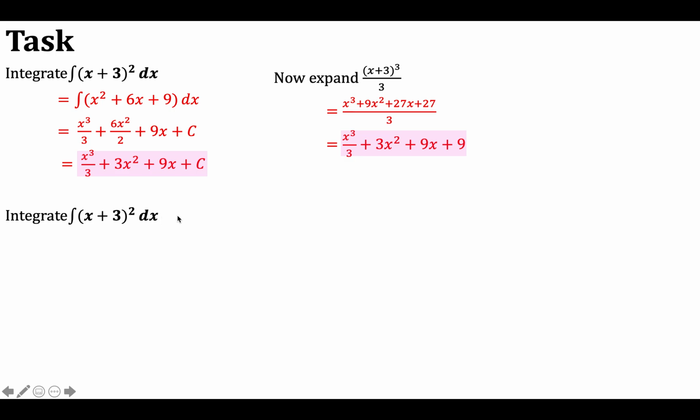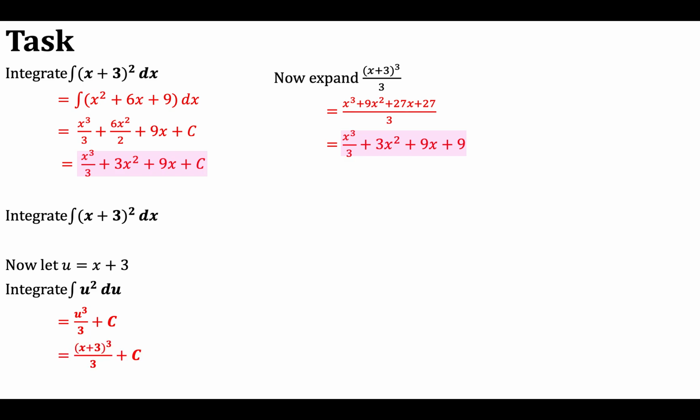Obviously this was my original question. This time I'm going to let u equal x plus 3 again. So I've actually got the integral of u squared with respect to u. Now if I just integrated u squared, that would give me u cubed over 3 plus c. And putting x plus 3 back in for u, I get x plus 3 all cubed over 3 plus c, which once again, hopefully you can see that's what I asked you to expand in the first place. So you can see why all of this works at the moment.